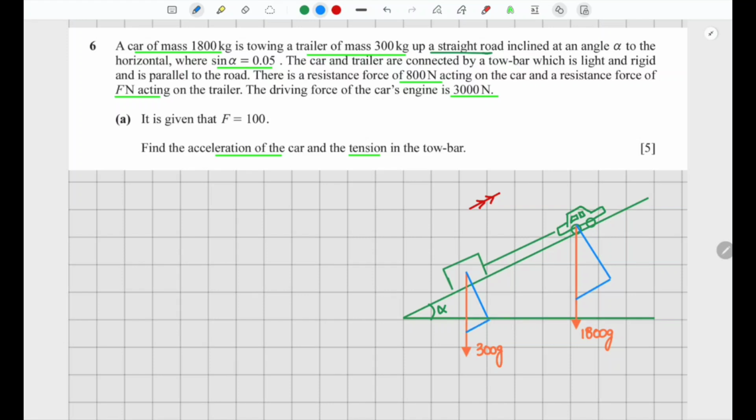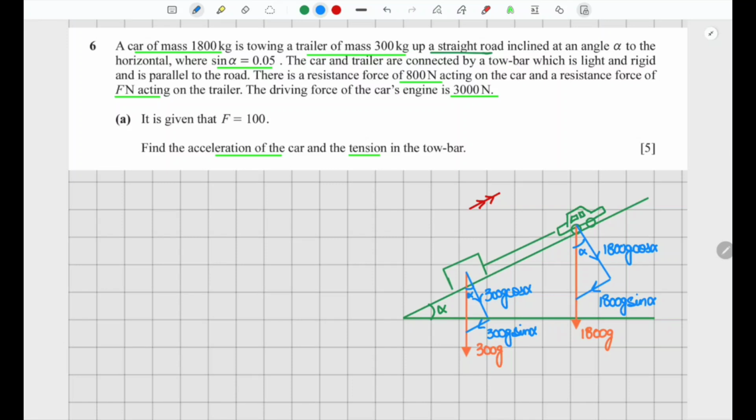Now if this is your alpha, then this angle will also be alpha, and this one will also be alpha, so it will become 1800 g cos alpha, 1800 g sine alpha, 300 g cos alpha, and 300 g sine alpha. Okay, this is it.